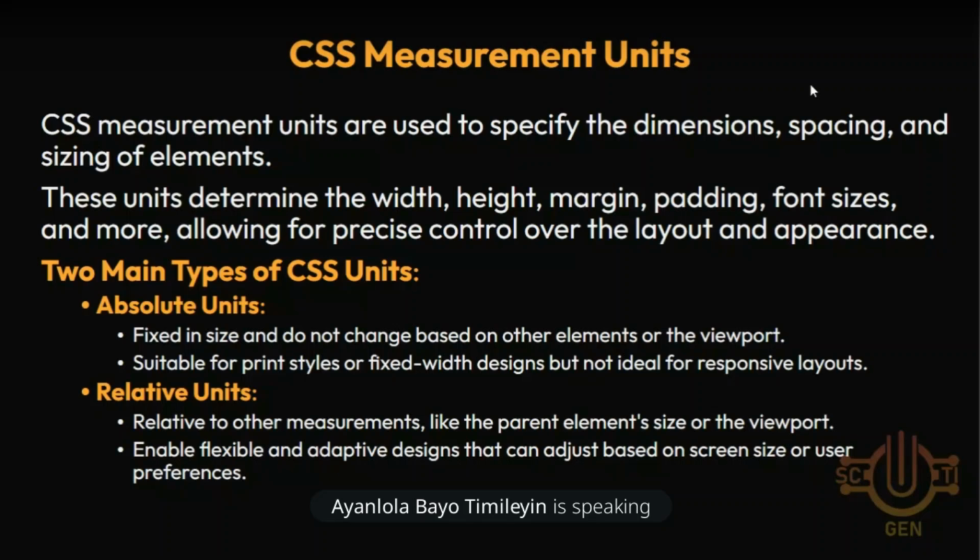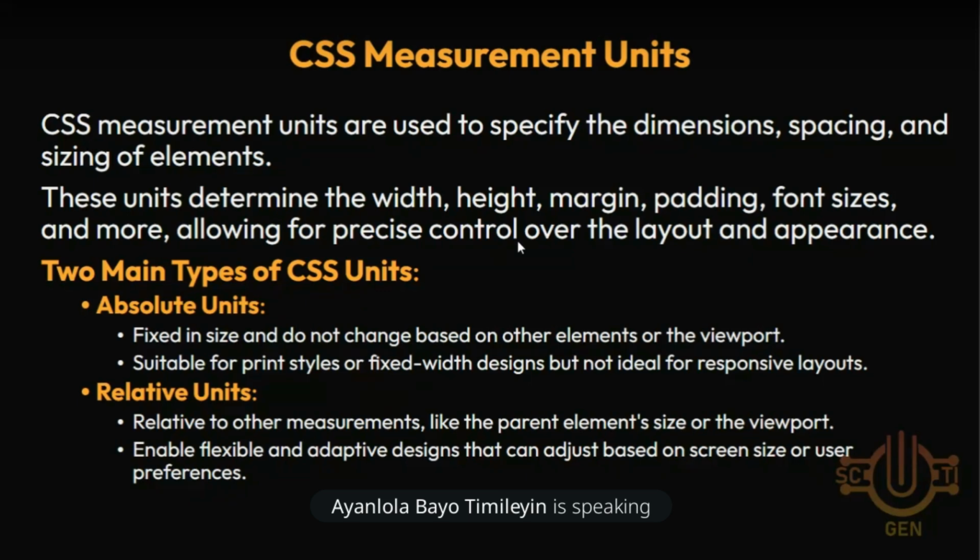CSS measurement units are used to specify the dimensions, spacing, and sizing of elements. These units determine the width, height, margin, padding, font sizes, and more, allowing for precise control over the layout and appearance. All right, and then we have two types of CSS units. We have the absolute unit and relative unit.